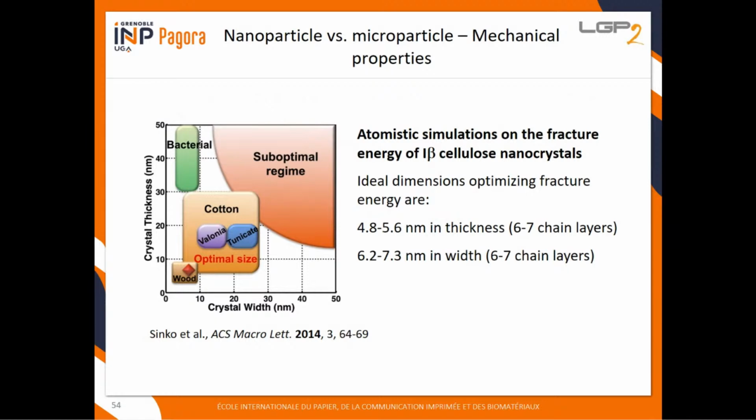So this is an interesting study. It was reported almost 10 years ago. They used atomistic simulation to predict the fracture energy of 1-beta cellulose nanocrystals. And the result was the establishment of the ideal dimension that optimizes the fracture energy. The nanocrystal should have this dimension, and this is exactly what is found in wood, meaning that nature has already optimized the mechanical strength of cellulose nanocrystals, or cellulose crystalline domains.